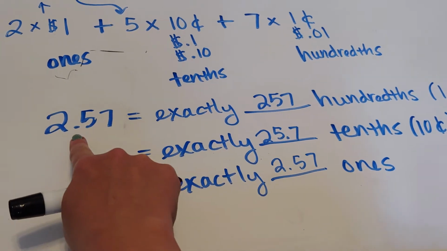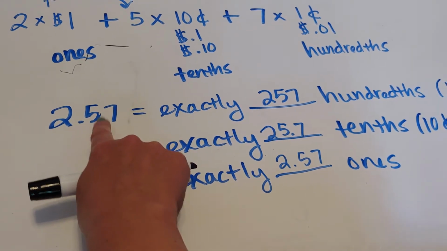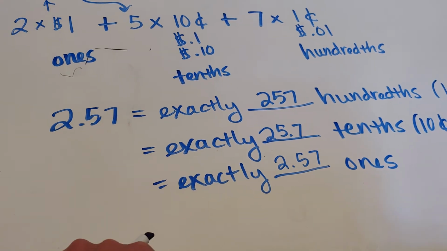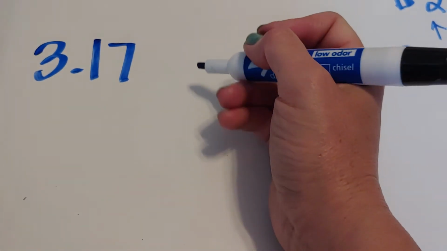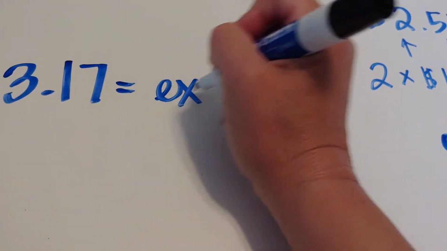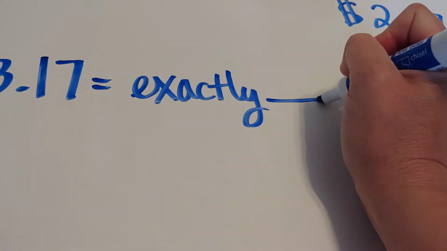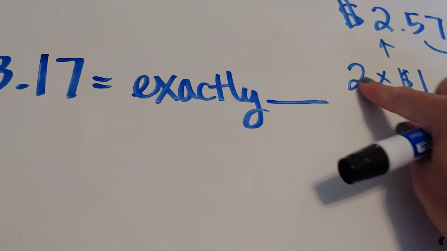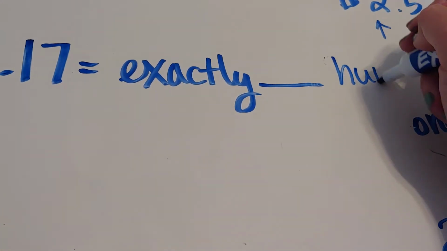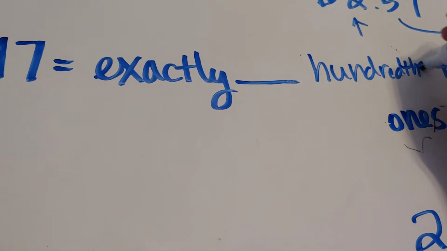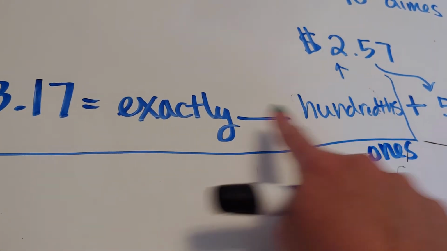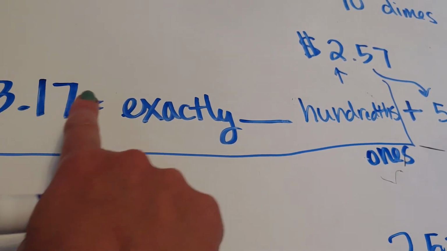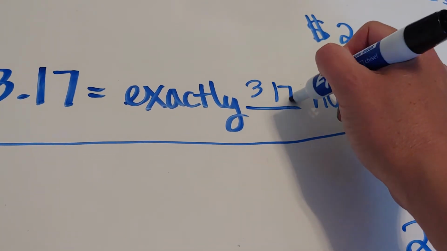Okay. So notice that when I do hundredths, I take the whole number, remove the decimal. When I do tenths, I move the decimal 1 spot to the right. And when I do ones, I leave it right where it's at. Okay, so let's try this again. If I had the number 317, and I want to know exactly how many hundredths. Okay, so hundredths is pennies, so I would need to use 317 pennies in order to do this.